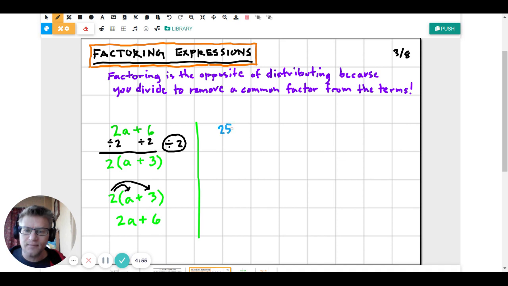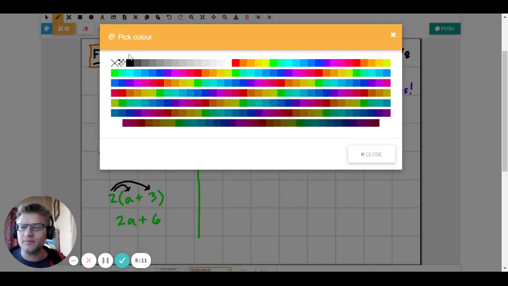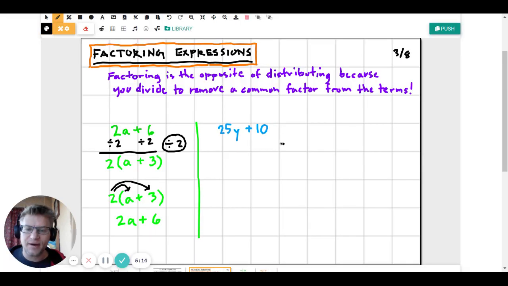25y plus 10. Now, once again, I look for a common factor. I can't do anything to it because 25y cannot be added to 10. However, I can find a common factor. So my common factor, I'm going to go back to the black, is going to be divide by 5, right? So I'm going to divide by 5, put this in a circle.